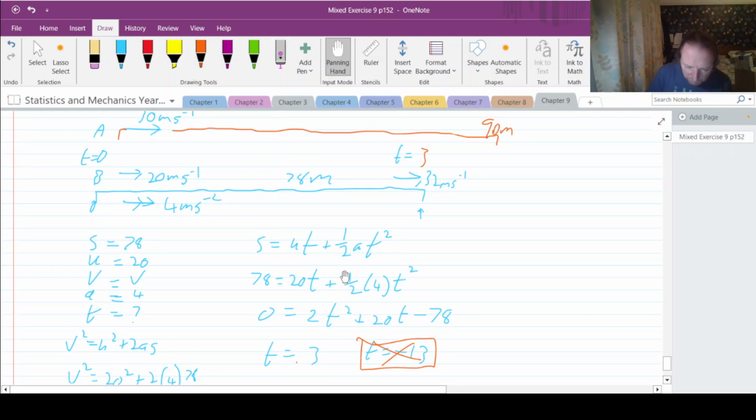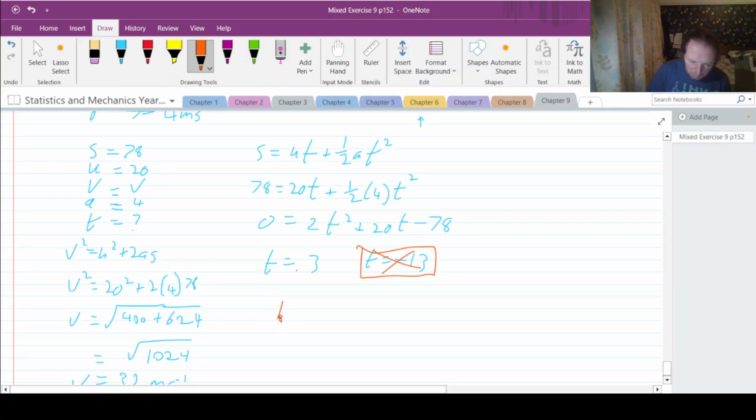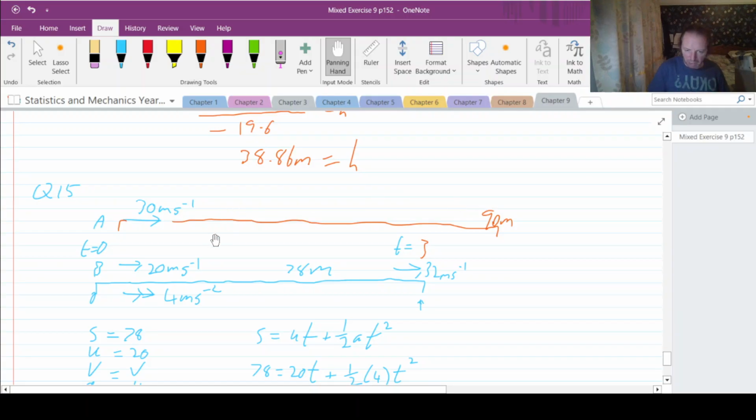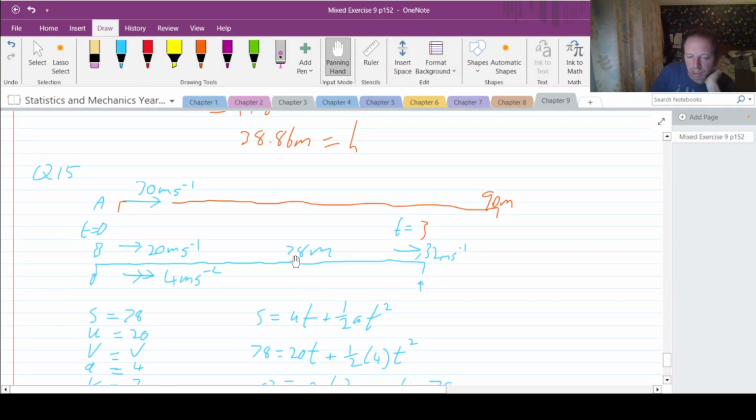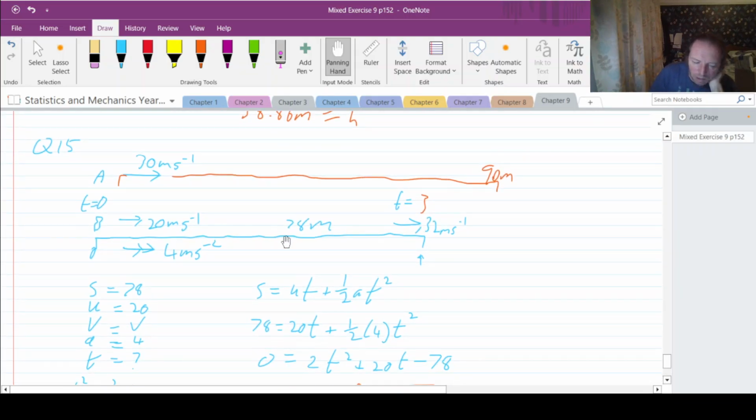Okay, so for part B, 90 meters, just the speed times the time. Okay, the time when B overtakes A. Well, at the moment that B overtakes A, the distances will be the same. Okay, so since we know how to work out the speed of A, what are we looking for? The time when it works out.